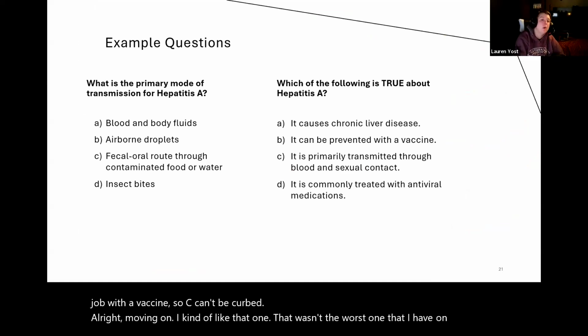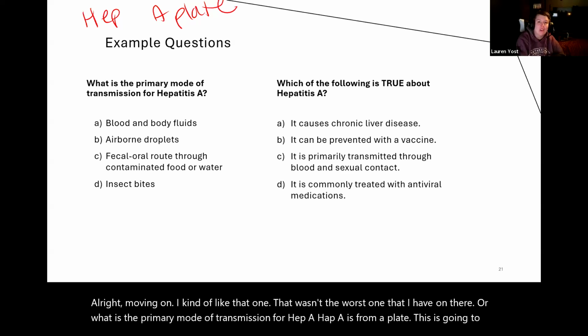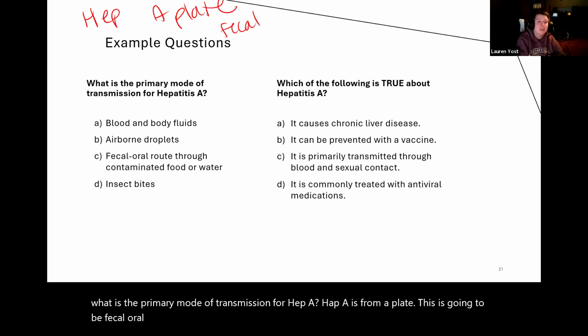All right, what is the primary mode of transmission for Hep A? Hep A is from a plate. This is going to be fecal oral routes from food and water.